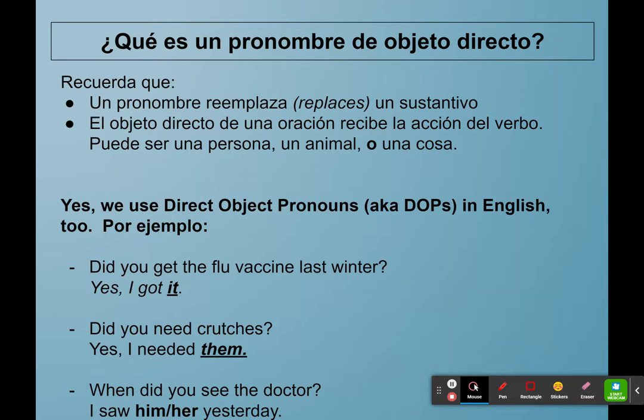Now, you'll notice that this next section here we do not have in the notes. This is just a quick review of how we use direct object pronouns in English. And you're going to see these same sentences and be able to write them down on the next slide, where you see translations of how these question and answer sets work in Spanish.